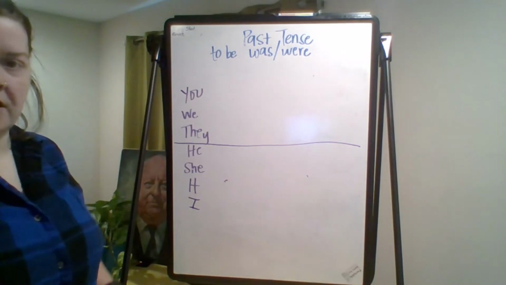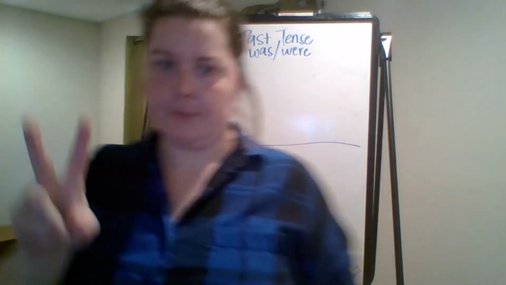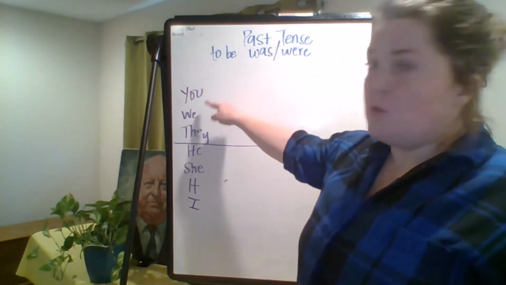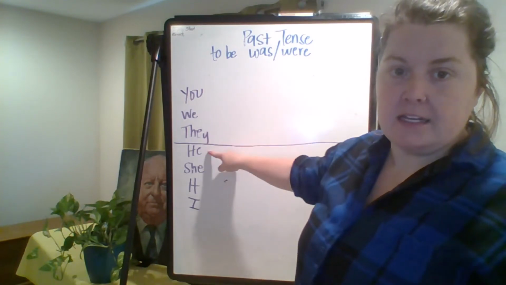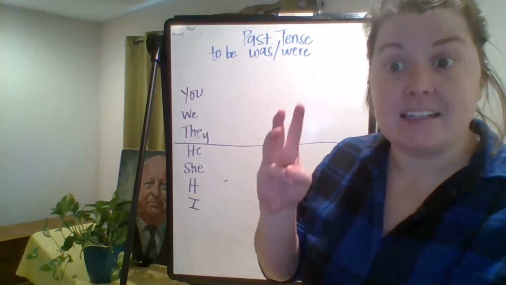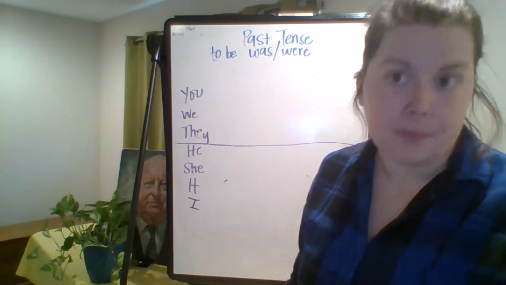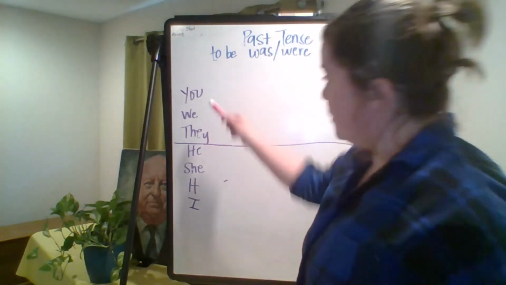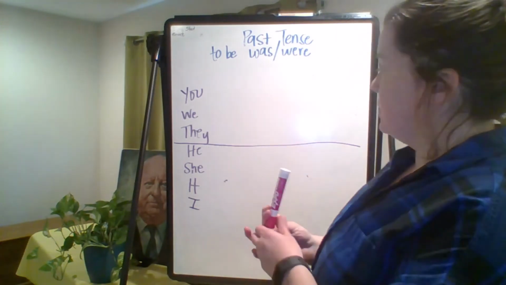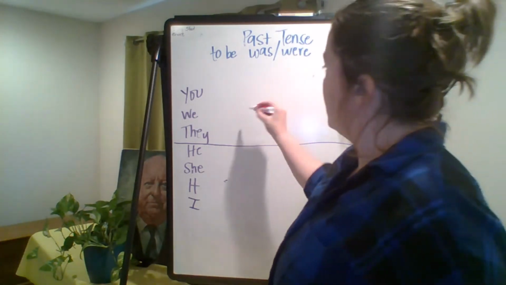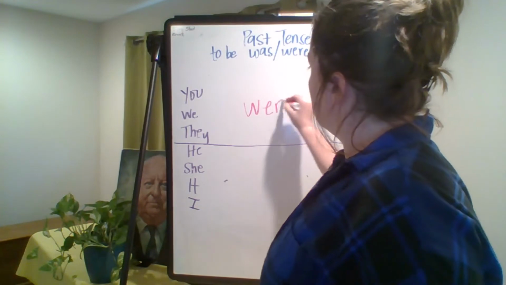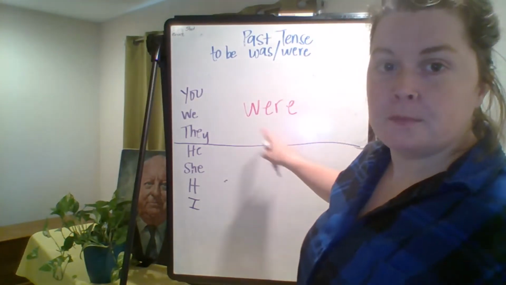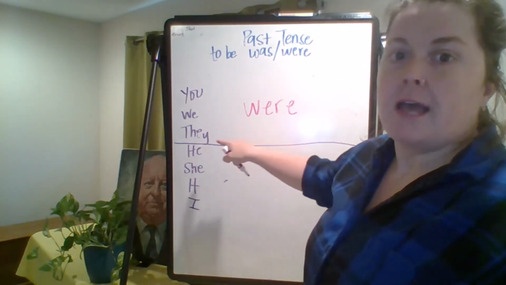Okay, so actually, we're going to take I and move it down here. Like this, all right? So the two groups of people are you, we, they, and then he, she, it, and I. English is stupid, right? English is stupid. So that's why. Okay. So you, we, and they are going to use were.